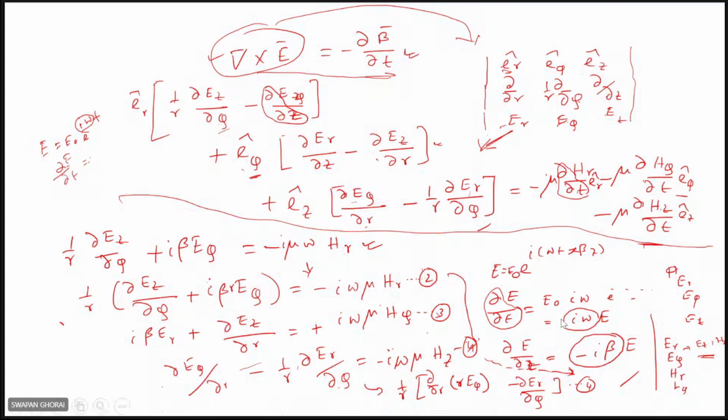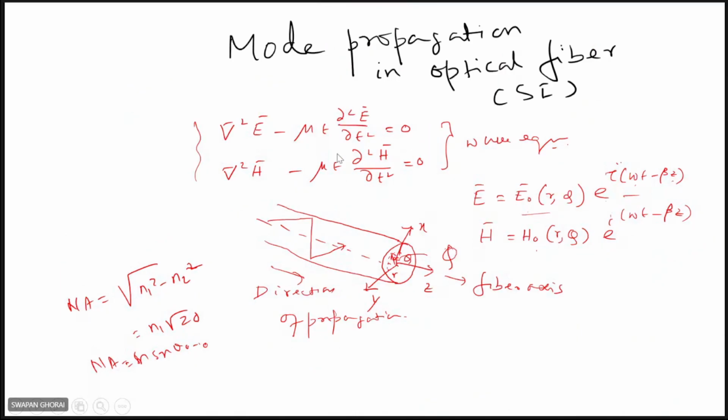So last time what we have discussed, just a quick review. We have seen these wave equations from Maxwell's equations, and we have considered cylindrical coordinate systems. Since fiber is cylindrical, we should consider the cylindrical coordinate system R, phi, z, and these are the wave equations to be solved with boundary conditions. And so you can assume the solution in these forms, right?